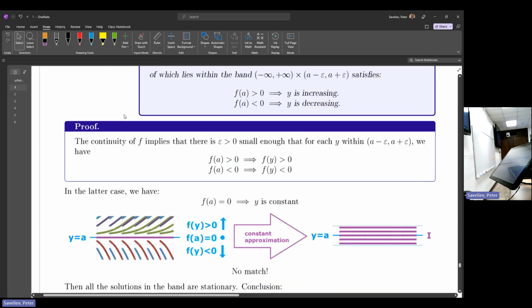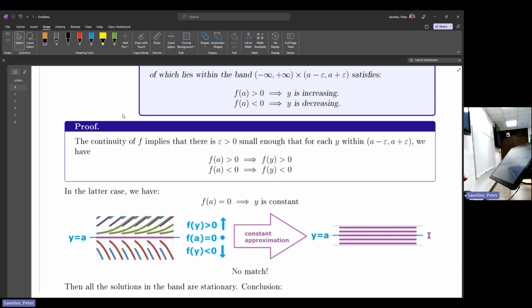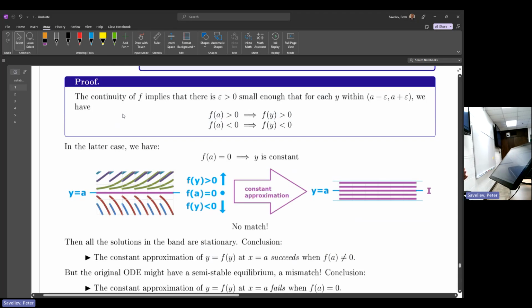Once again, in the middle the function is equal to 0. Above it might be positive or negative. Below it might be positive or negative. The behavior might be like this, like this. But the answer is a simplified function produces a bunch of constant solutions, there is no match, and so we have to throw it out for this particular case.